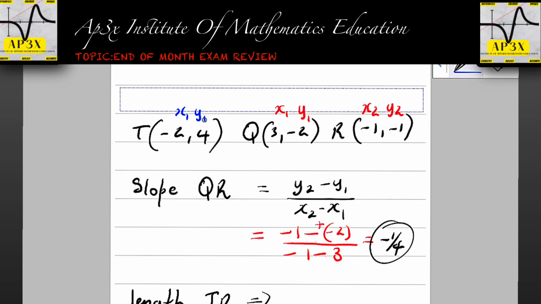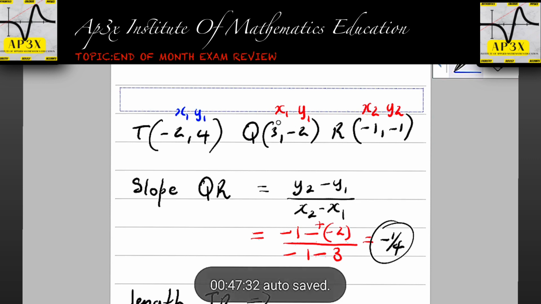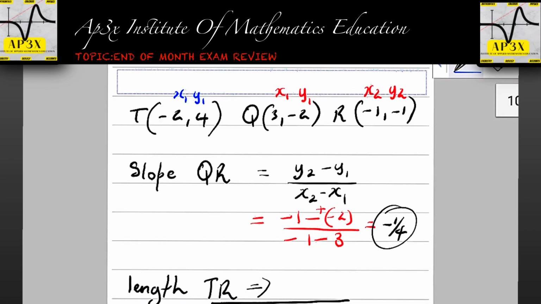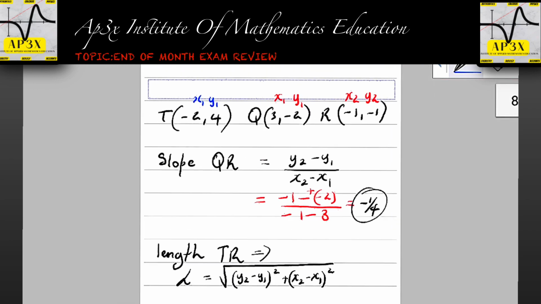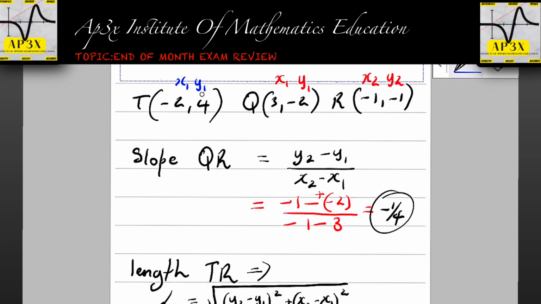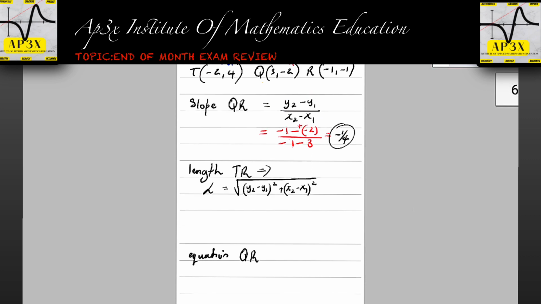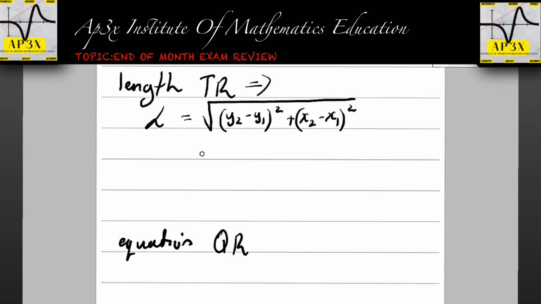Please bear in mind that I've used two different color inks. Here I was using Q as my x1 y1 because I was looking for the slope of QR. I'm now changing my x1 y1 to a different point, which is T here, -2 and 4. All right, so let's go ahead into the formula. It says y2 minus y1, so it's going to be y2, which in this case is -1, take away y1.